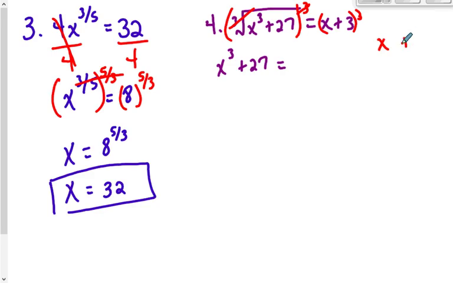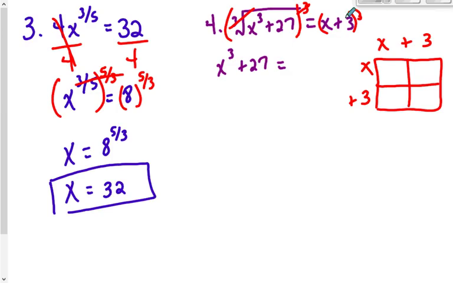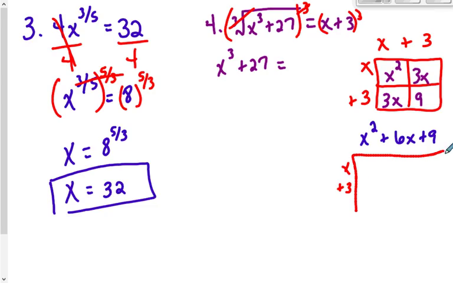So I have x plus 3 times x plus 3. x squared, 3x, and 9. Then I have to take that combined, so x squared, 3x and 3x gives me 6x plus 9, and I have a third x plus 3. Put it in the box again.